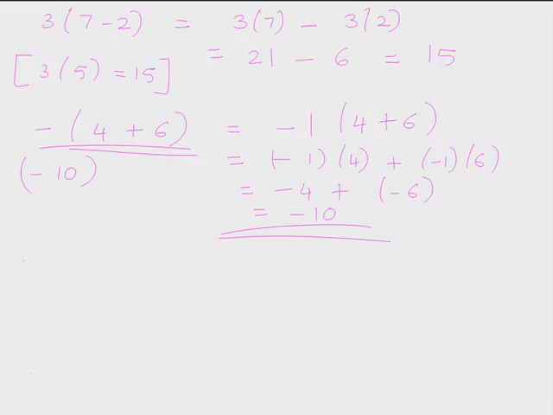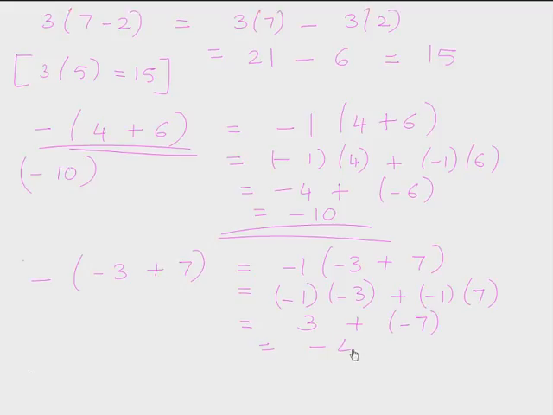Let's look at one more simple example. Minus (minus 3 plus 7). So again, it's minus 1 distributed across minus 3 plus 7. So that becomes minus 1 times minus 3 plus minus 1 times 7. Minus 1 times minus 3 is 3, plus minus 1 times 7 is minus 7, which becomes 3 plus minus 7, which is minus 4. Let's check it here. Minus, in brackets, minus 3 plus 7, which is 4. Minus times 4 gives me minus 4.